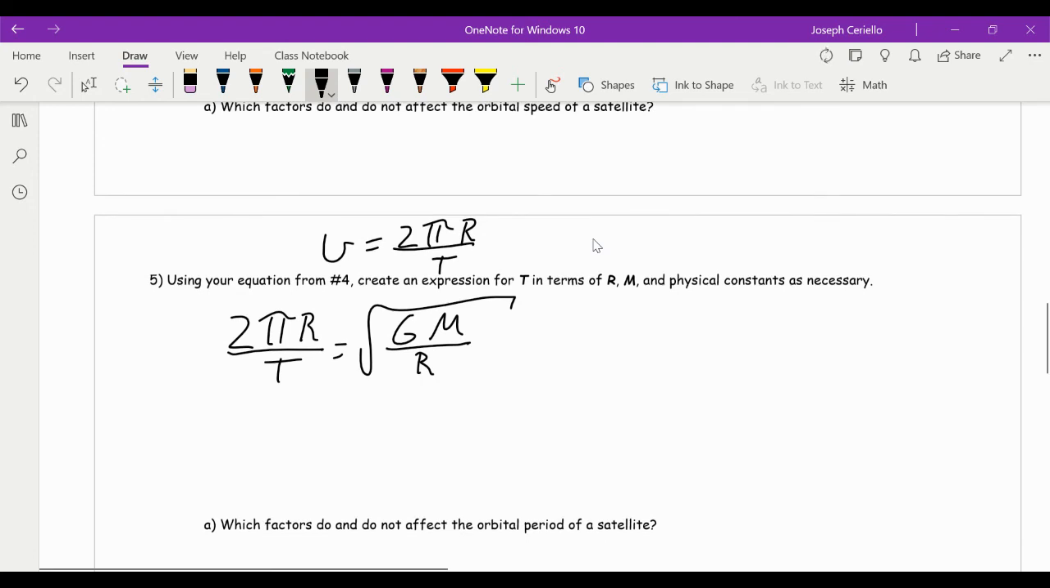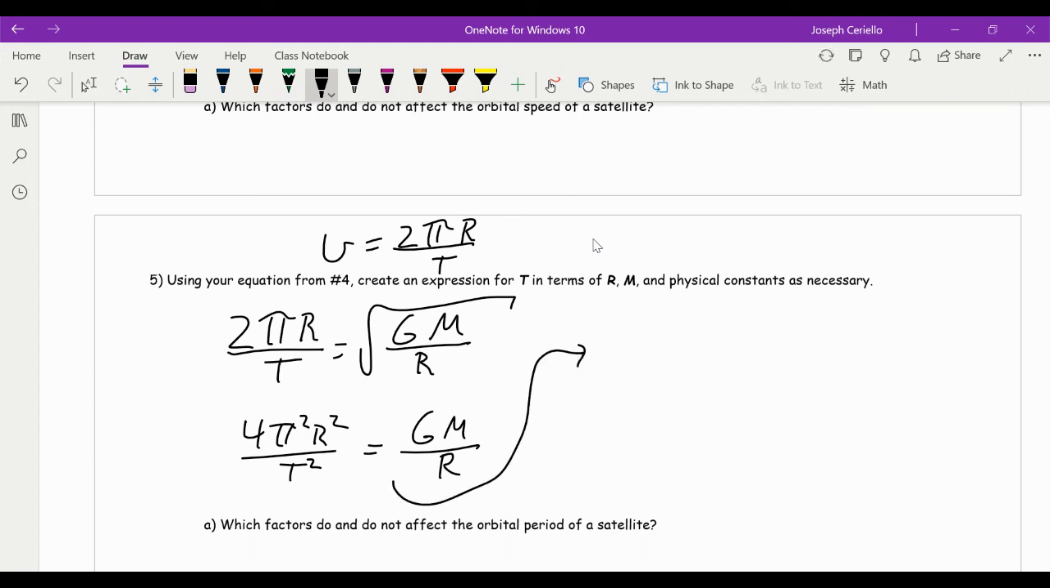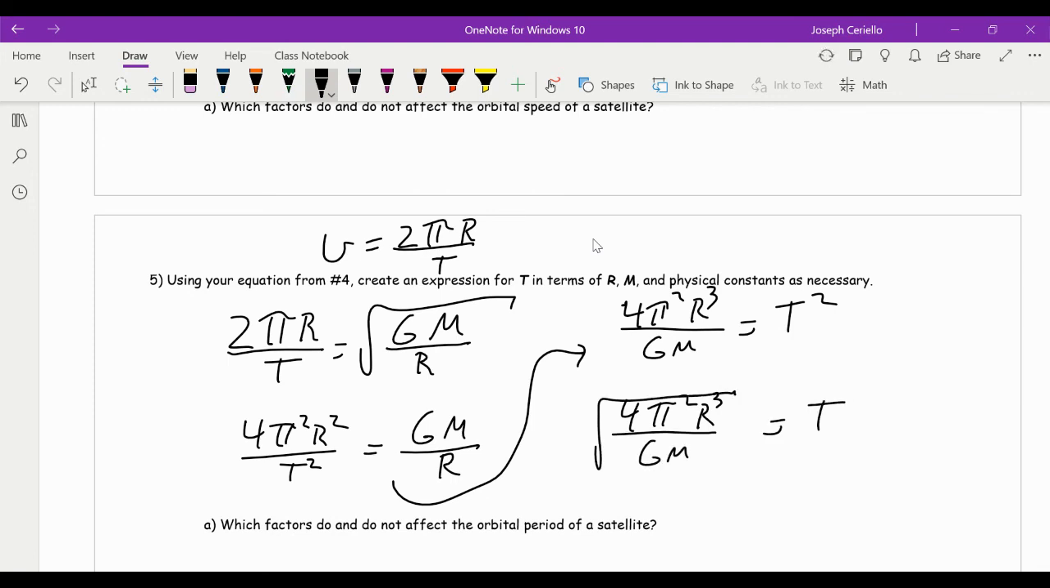So I'm going to get T alone, so I'm going to square both sides. So I get 4 pi squared R squared over T squared equals GM over R. Now I'm going to do some cross multiplying to isolate T. So I get 4 pi squared R cubed over GM equals T squared. So I get 4 pi squared R cubed over GM. Take the square root, that's equal to T. Now, if you really wanted to, you could take the 4 pi squared out and make it 2 pi out front, but it's not really entirely necessary.